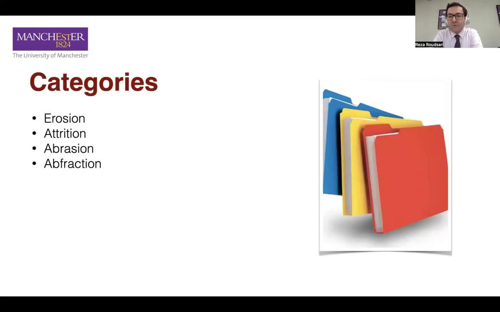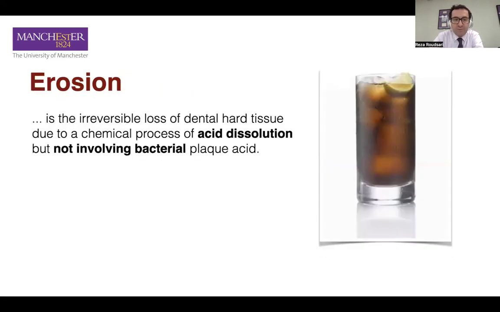When it comes to categorizing tooth wear, you are looking at these 4 categories: erosion, attrition, abrasion, and abfraction. Erosion is when the tooth structure starts to dissolve within the acid. But the most important thing is the acid should not be coming from bacterial activity, because if it comes from bacteria, it becomes caries, so it's no longer erosion. So erosion is when your tooth disappears in acid.